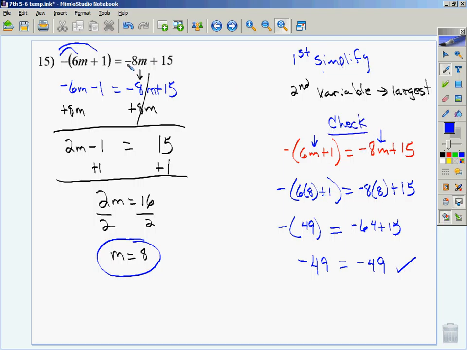Again, no matter how complicated it gets, the nice thing about algebraic equations is you can always take your solution, plug it back into the equation to see if it makes a true statement or not.